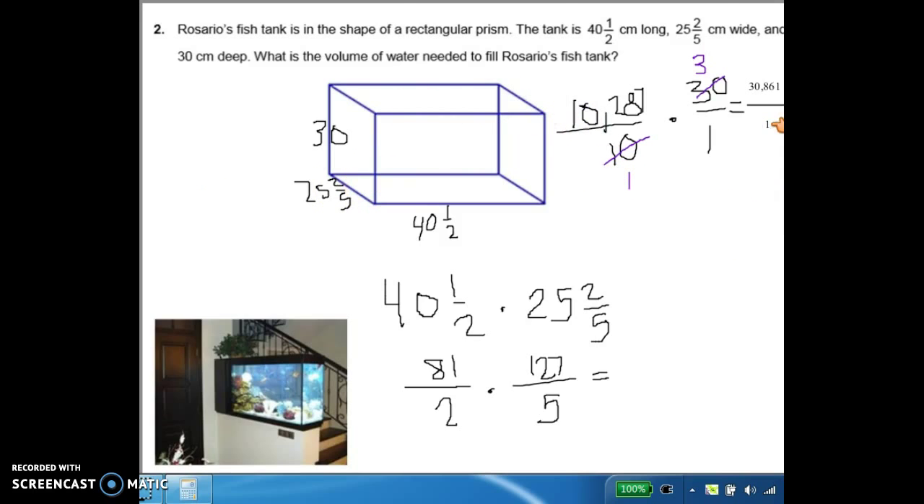So at this point, I know that the volume inside of this fish tank was 30,861 centimeters cubed. Let me add that cubed on there. And that is the answer. I'm going to circle it. There we go. All right, let's try the last problem together.